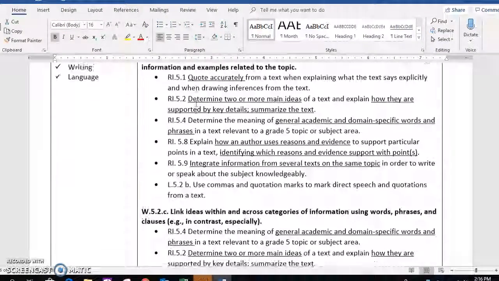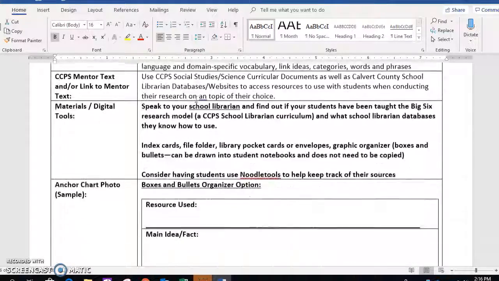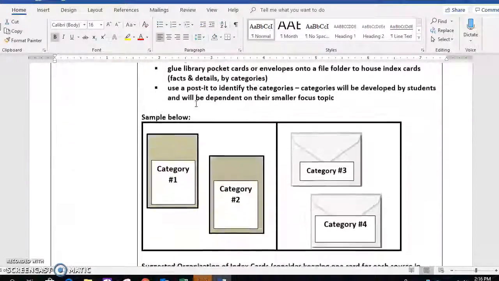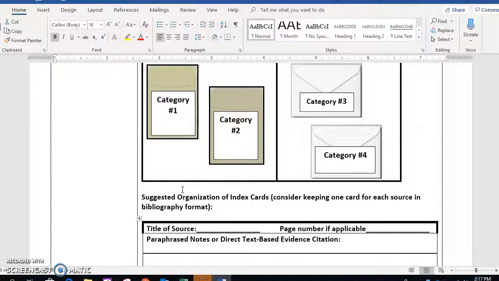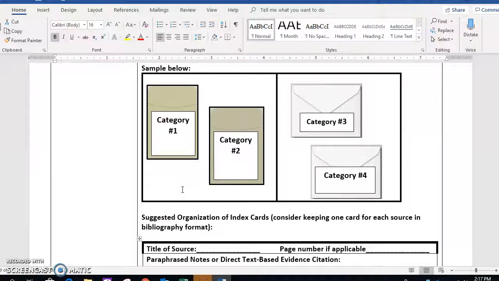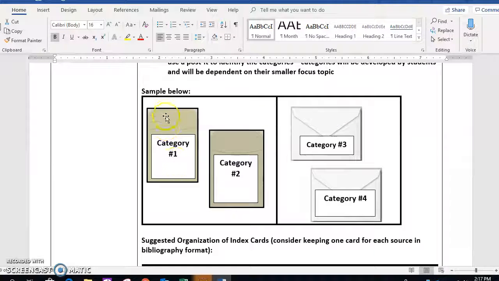All right, the next lesson goes into collecting, organizing, and citing research. This starts on page 27. And what we really want students to do is, again, have those categories. So this is a sample of a file folder. If you want, basically what students would do is have an index card with the title of their source and a page number if applicable, and either they'd have their paraphrase notes or direct quote or bulleted items or facts and details based on a particular category from the topic that they're writing from. So each card would go either into an envelope or a library pocket card, and these would be their paragraphs. These would be their sections of their informational text.